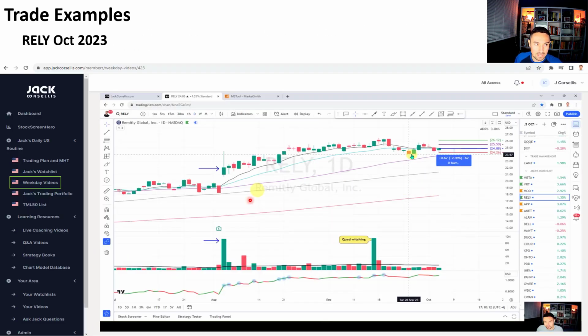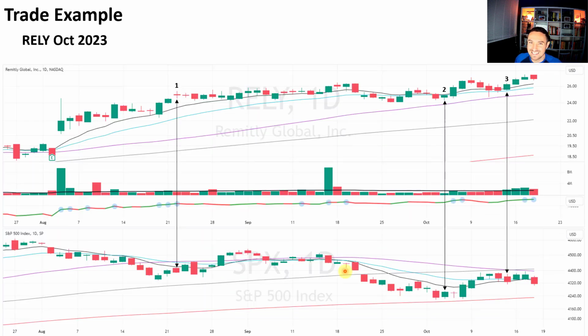Let's do Rally as well, okay? So this one here is Rally. This was in the weekday video. So you get the shakeout demand tail just underneath the 10 and 21-day EMA. It's building in these higher lows. Look at all the 52-week highs. So this is from the weekday video, which goes out ahead of the market opening. That's what I'm planning and preparing to do the next session. So number 2 is the entry.